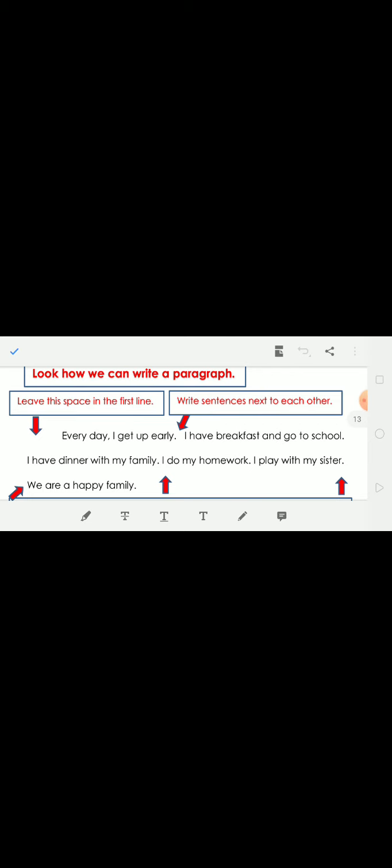First, you must know the rules of writing a paragraph. Rule number 1, leave a space in the first line. Can you see a space here in the first line? You have to leave this space when you write a paragraph. You can't start writing from the beginning of the line, but you have to leave a space like this.